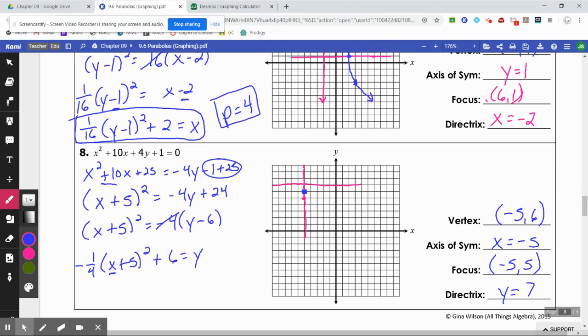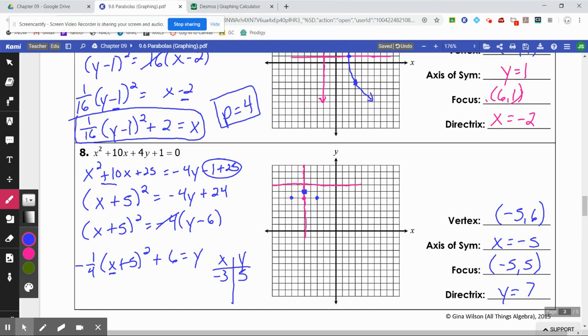So let's try that. When I plug in -3 for my x, when I add 5, I get 2. When I square it, I get 4. When I take negative 1/4 of 4, it gives me negative 1. Negative 1 plus 6 is 5. So when I plug in negative 3, I get 1, 2, 3, 4, 5. Using your axis of symmetry gives you another point right here.